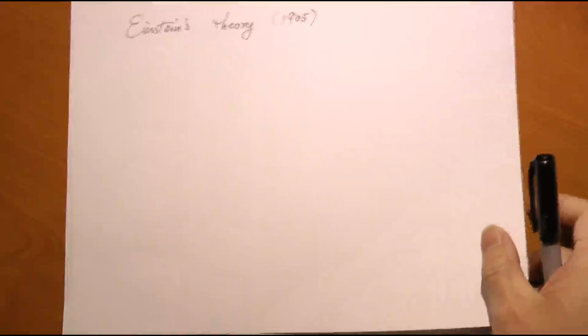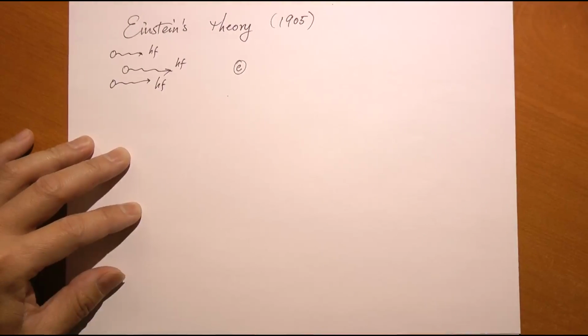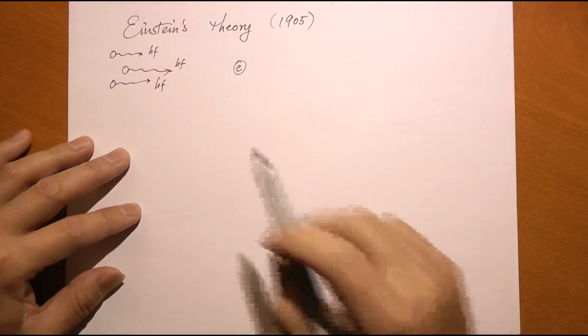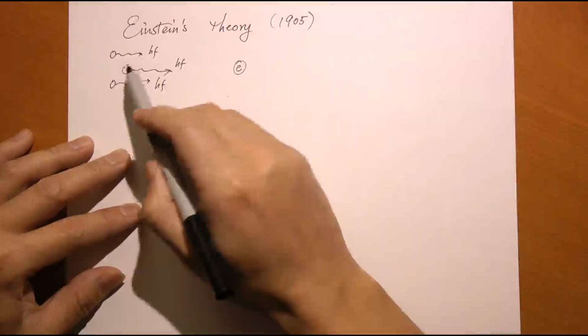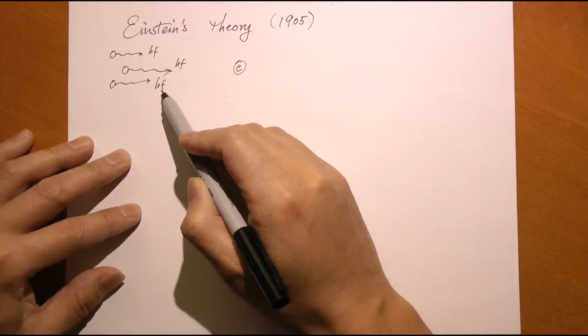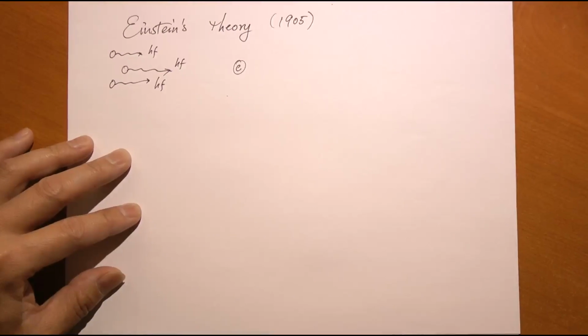We're now looking at Einstein's theory of the photoelectric effect. That was the year 1905. So here is an illustration of the Einstein theory of the photoelectric effect. Again, the light energy comes in batches called photons. Each photon has a frequency f, and its energy is h times f, just like in black body radiation.